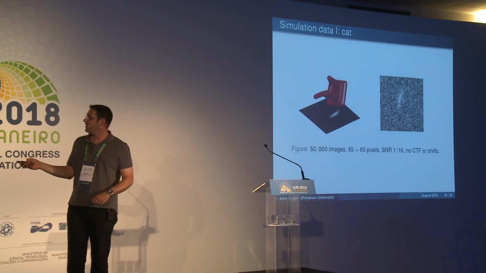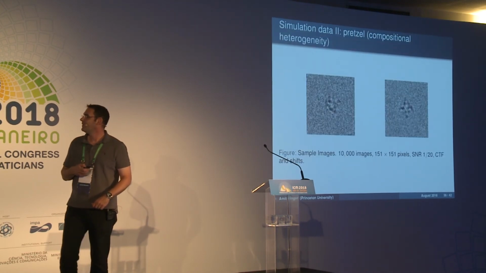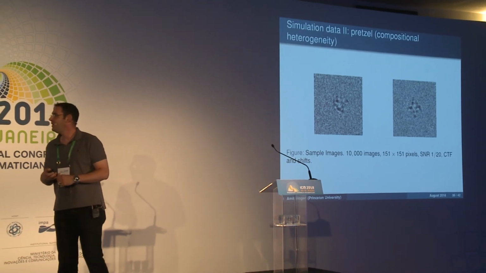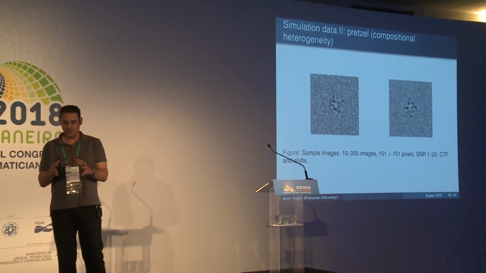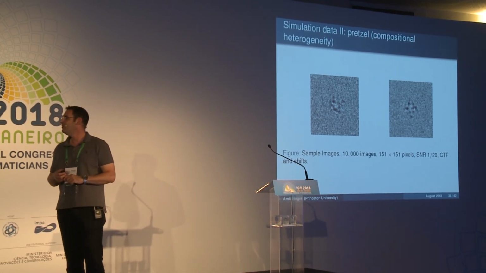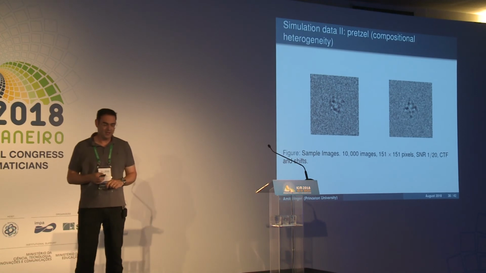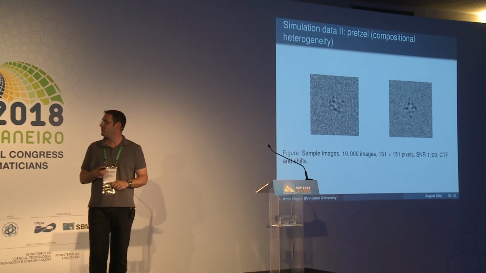So you can project the cat in different directions. You contaminate with noise, and we have 50,000 of such noisy images. The second data set is to show the case of compositional heterogeneity, when one part of the molecule remains static, rigid, and there are other parts of the molecule that move in time. And this is a very realistic assumption for some molecules.